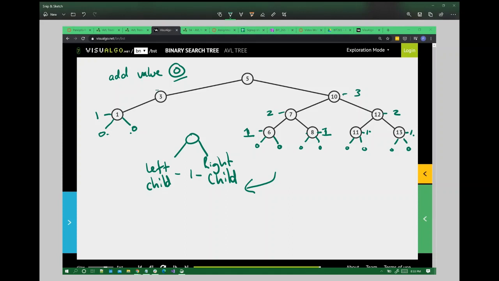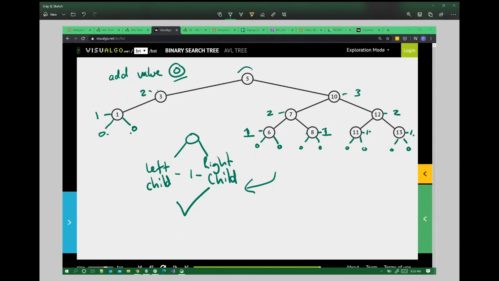If we look at node reference 3, to the left of it is level 1 because of the 1. To the right of it, there's no child, so this is at level 0. Now the difference between 1 and 0 is 1. This still satisfies the rule that the left child and the right child cannot have a level difference of more than 1. So this is absolutely fine. And we will call this level 2 this time.